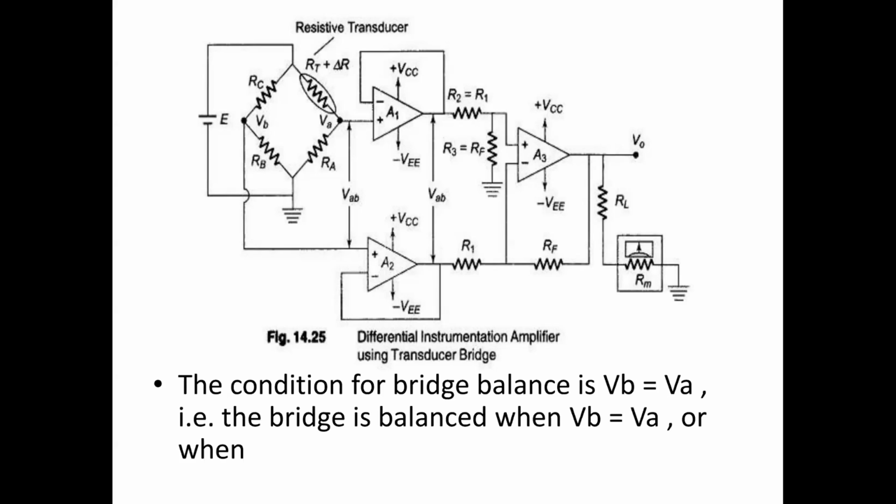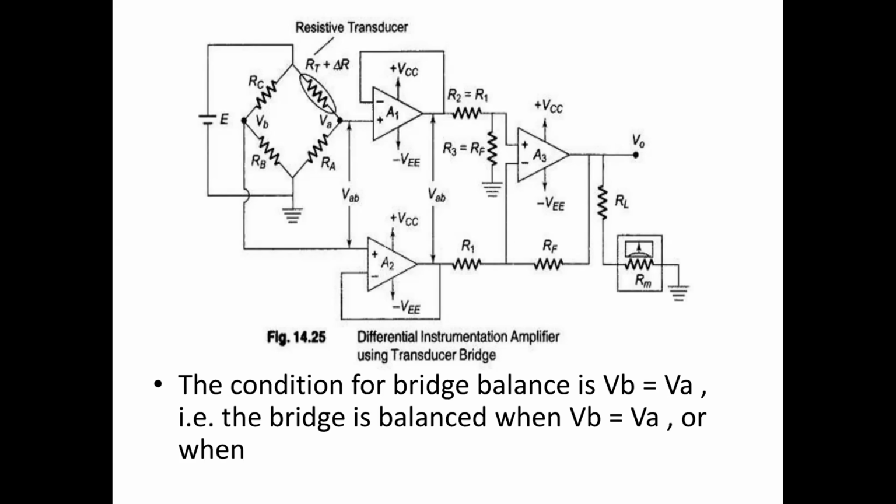Here, the physical quantity that is to be measured changes. Then the resistance of the transducer will change. That is passed through the voltage follower, then given to the differential amplifier, and the output of the differential amplifier is given to the meter. So that meter will show how much your physical quantity is.